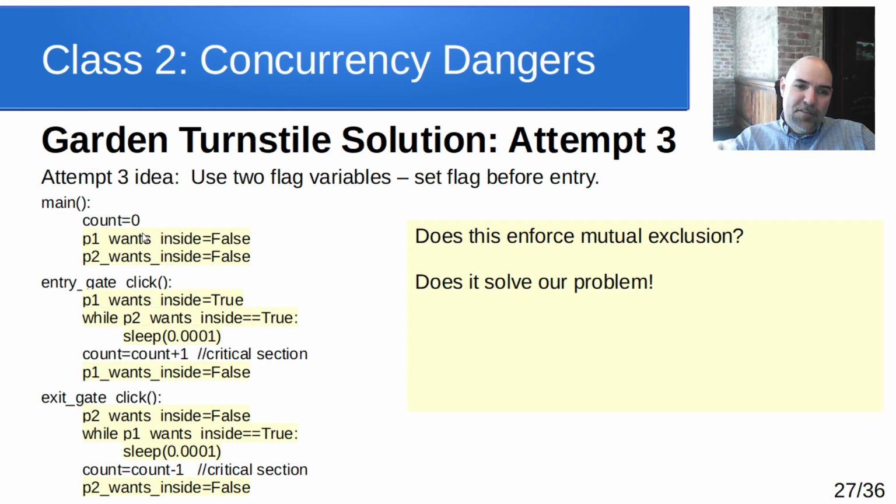But now I have 2 flags. I have one for P1. He has his own flag that he can raise. And then P2 has its flag that it can raise. So now what happens is we're raising the flag before we actually check the other guy's flag. So in other words, I'm going to raise my flag and say I want inside. And then I'm going to look at the other guy. And if he doesn't want inside, it's all clear. So in other words, if we both don't want to go in, everything's good. And I can go ahead and do my business. And then I can put my flag down when I'm done and say I no longer want inside.